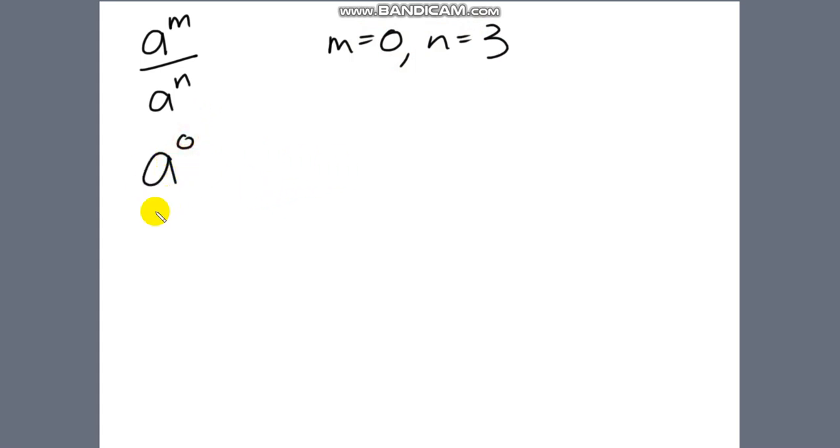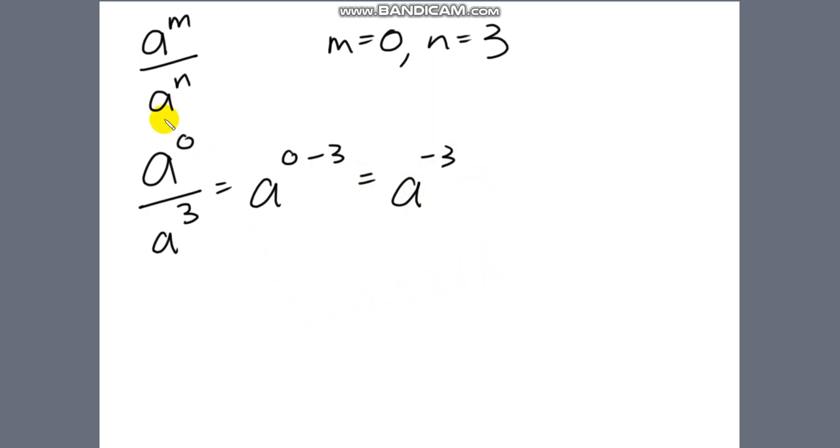This one is the negative exponent rule. So we're going to take that same example: a to the m divided by a raised to the n. And let's say m is 0 this time and n is 3. Okay, so if we do this, we have a to the 0 divided by a cubed, and this is the same thing as a to the 0 minus 3, which is a raised to negative 3.